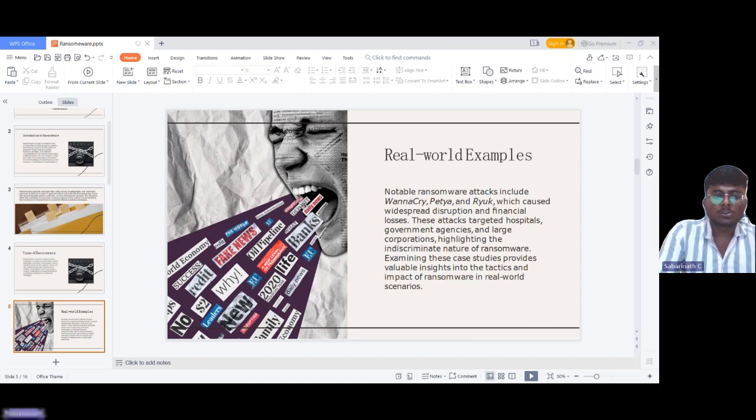organizations. NotPetya, also in 2017. Initially thought to be a variant of Petya ransomware, NotPetya turned out to be a wiper disguised as ransomware. It affected numerous organizations worldwide, causing massive financial losses. The attack primarily targeted Ukraine but had a global impact.